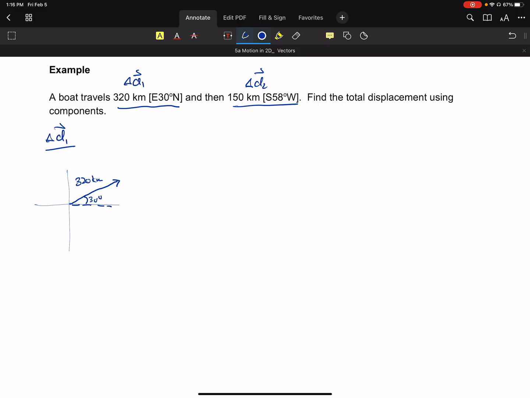So I'm going to break it into its components. This is going to be my delta d1x, and this is going to be my delta d1y. So delta d1x is going to be 320. This is my adjacent, so cos 30. When you do that, cos 30 is about half. So there's 320, which gives 277.